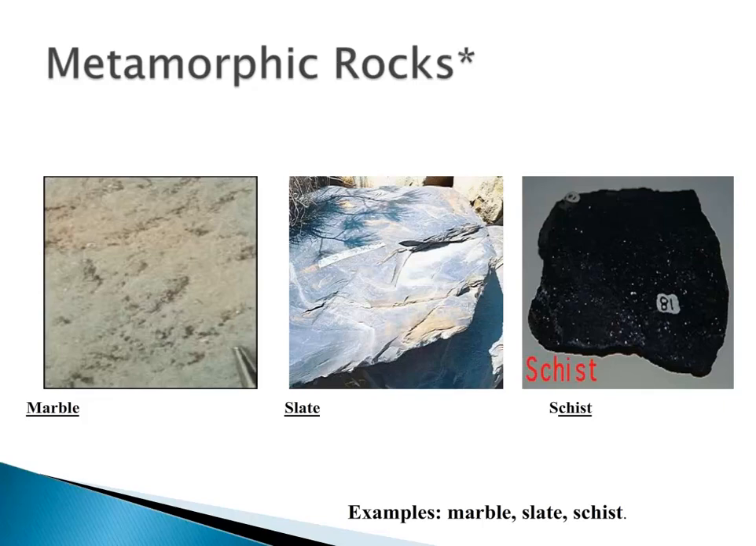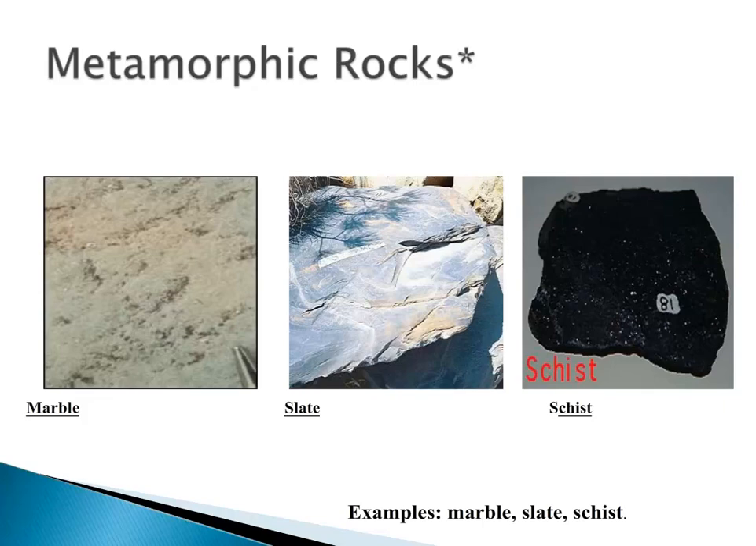Now, metamorphic rock basically is either igneous rock or sedimentary rock after you've added some heat and pressure. Metamorphic means it's changed shape. Different examples of this are malachite, marble, slate, and then schist. So those are three examples of metamorphic rock.